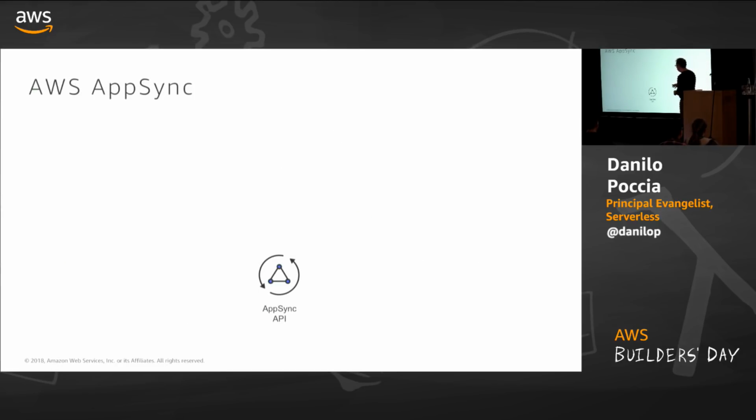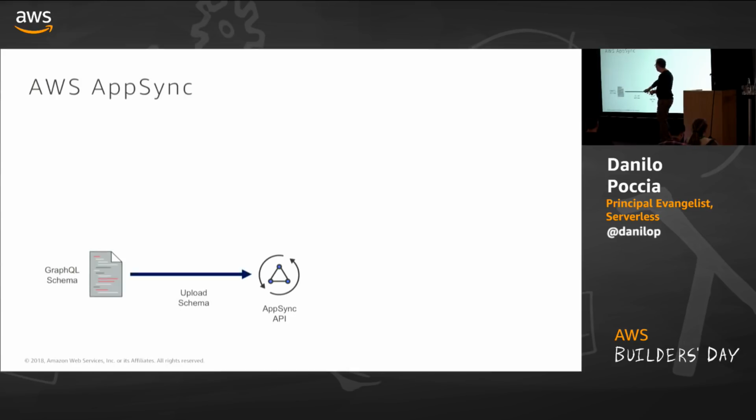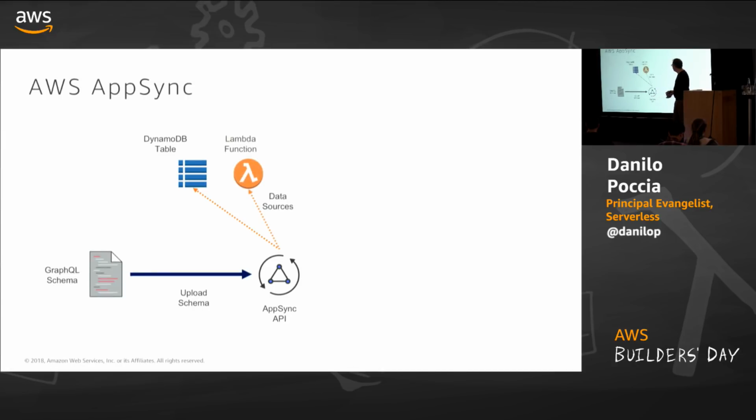So AppSync works in this way. This is the core service. You start by uploading a GraphQL schema, similarly to what we did before. Then you can connect data sources that can be a DynamoDB table, a Lambda function that will do whatever you want with the query or the mutation.